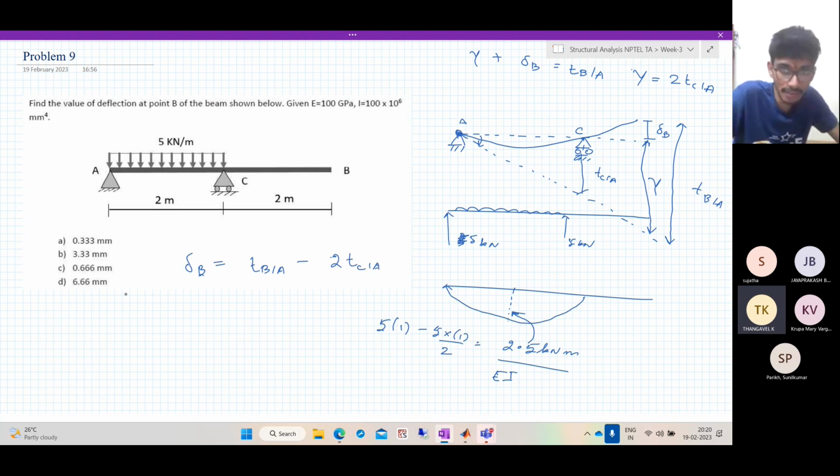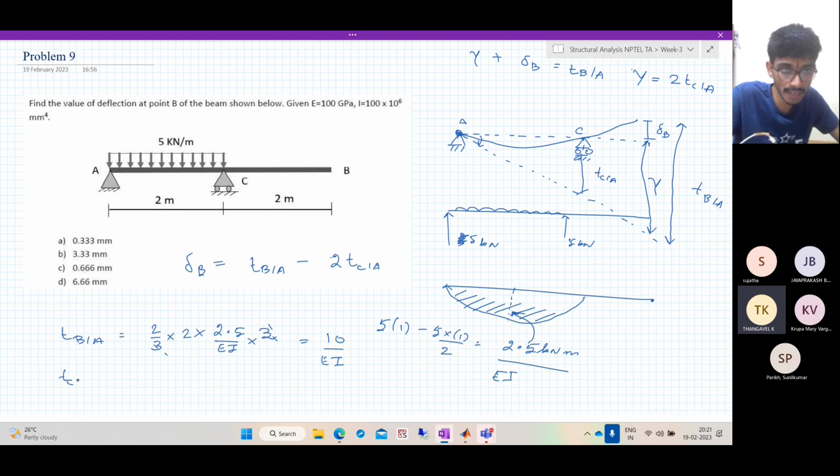So what is TB with respect to A? This is the point, and this is a full parabola. So TB with respect to A is the total area, 2/3 of 2 into the height of the parabola, 2.5 by EI. And where does it act? It acts at the mid of this, so it is into 3. So 3 and 3 get cancelled. 4 into 2.5 is 10 by EI.